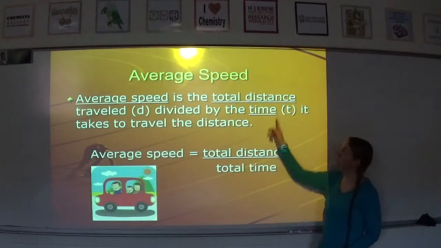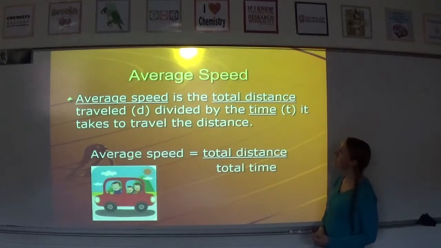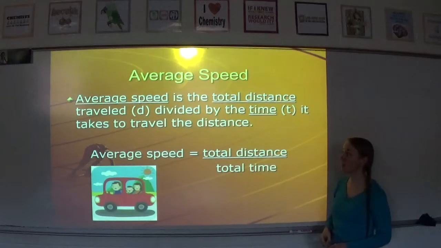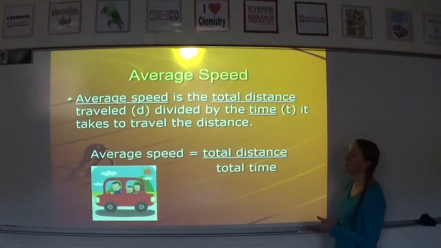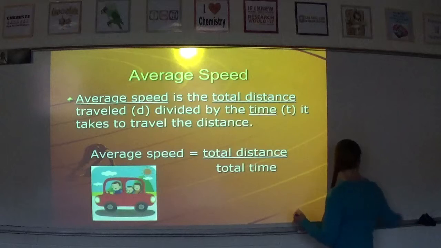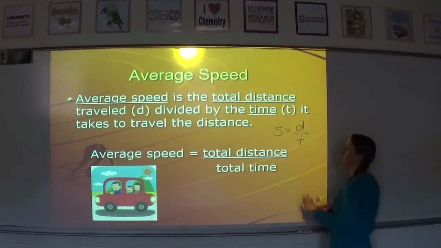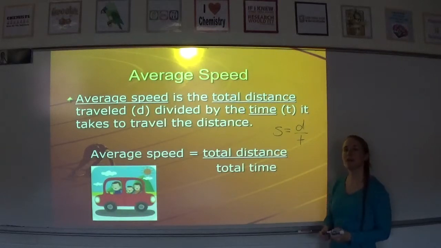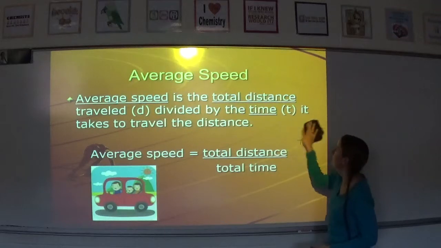Average speed is the total distance traveled, which would be your d, divided by the time, or your t, it takes to travel that distance. So average speed is total distance over total time. Most of the time what you'll see me write in class is speed equals distance over time. I just leave off the totals and I just know mentally that I need to add them up if I'm given multiple ones.